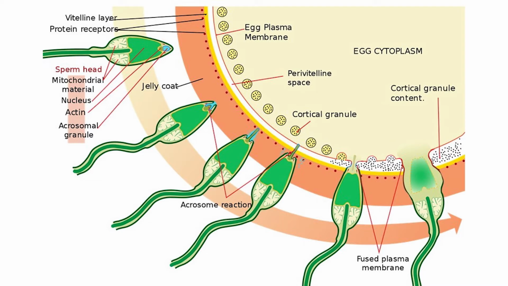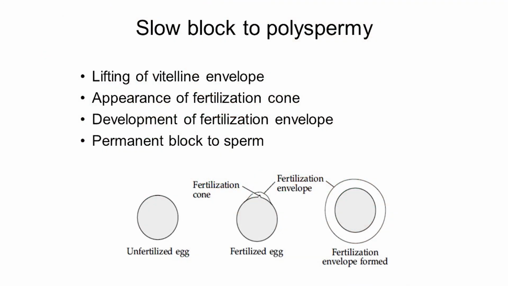This raises the vitelline membrane from the cell membrane and inactivates bindin receptors on the vitelline membrane. Therefore, any additional sperm are released from the vitelline membrane and no more bind. This is known as the slow block to polyspermy.